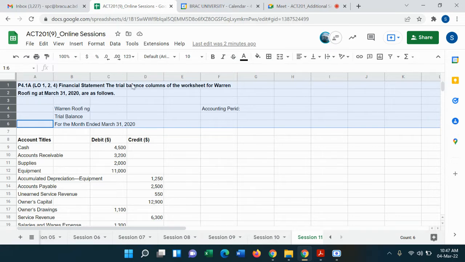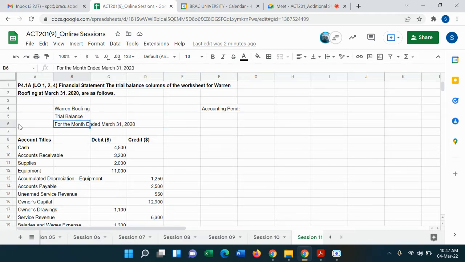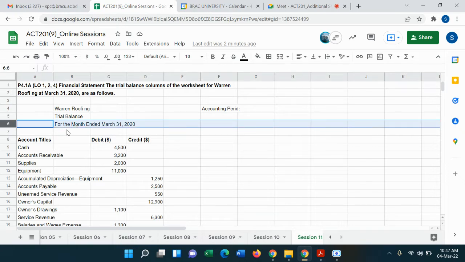Now let's see. One indication has been given, not in this first line, but here. If you notice this line, what did they mention? For the month ended March. So what is the duration? So this trial balance is prepared for one month ended. Can you remember?